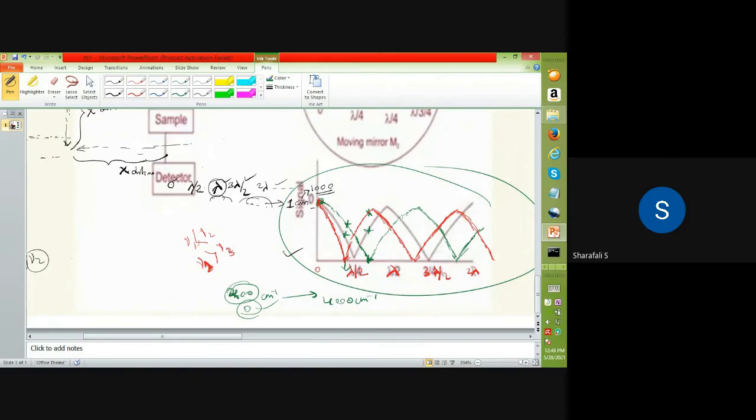For less than 400 also, let's consider from your textbook figures, let's say from 700 centimeter inverse to 4,000 centimeter inverse. Then you have different frequencies, a large number of frequencies inside. All these frequencies come and hit the beam splitter at a single time, within a fraction of time. All these interference processes happen within 1 second, and the computer will analyze.